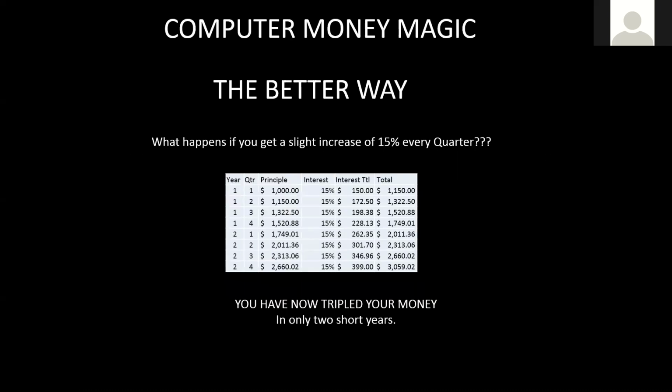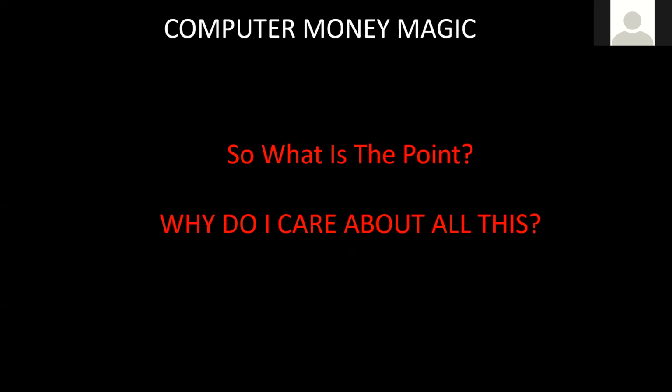Okay. Now, what happens if you get a slight increase of 15% every quarter? Again, now what you're looking at, same chart for 2 years, every quarter you get 15% per quarter. Now you're looking at almost tripling your money in that same amount of time in only 2 short years. So again, what's the point? Why do I care? We all know you get higher rates of return, you can get better money.